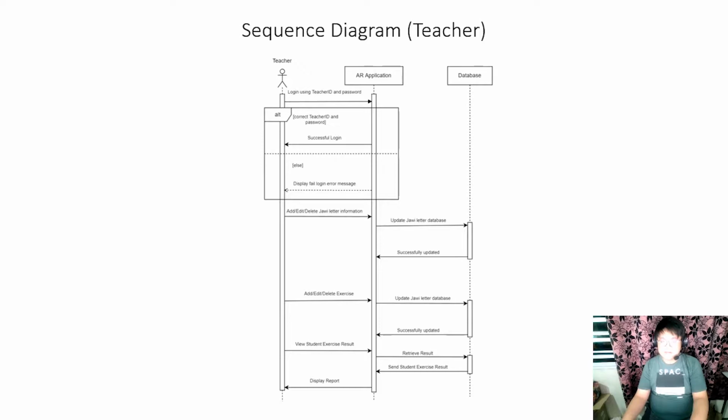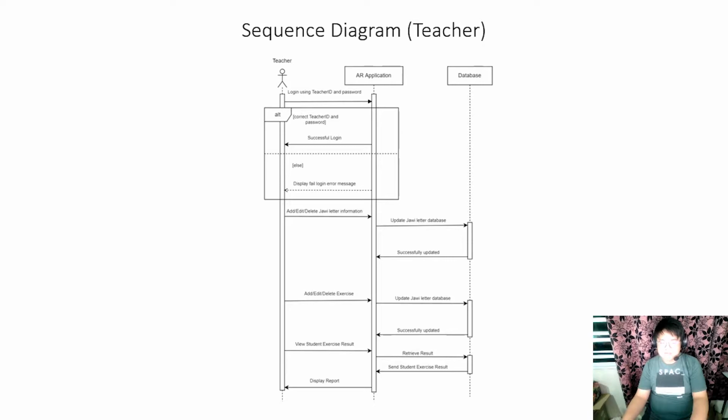Next is a second diagram for the teacher. The teacher will interact with the AI application by logging in using the teacher ID. If the teacher ID and password are correct, the login will be successful. Else, an error message will pop up. The teacher can manage the Jawi letter information by add, edit, or delete. These changes will update the database, and the database will inform the AI application if the changes are updated successfully.